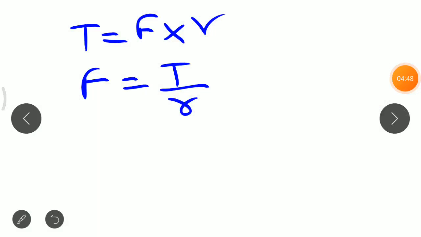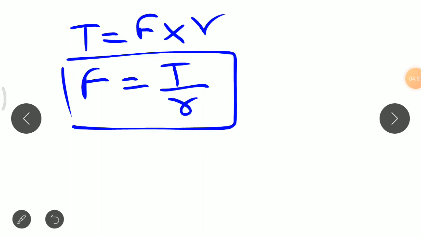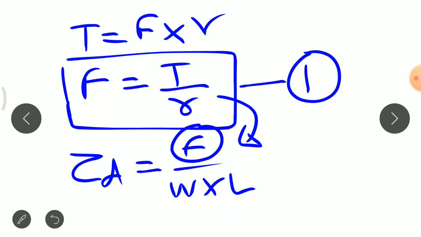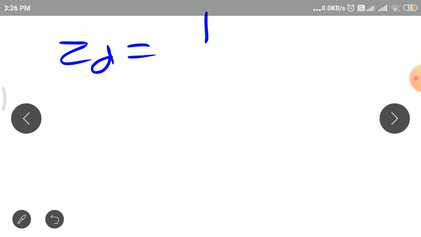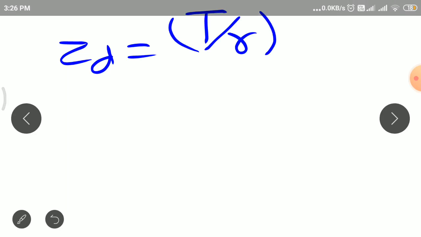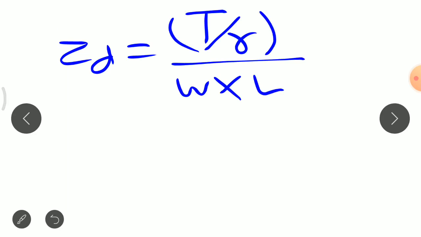Remember this formula for both conditions, and write this formula as equation number 1. Put this equation in our main formula, that is tau D is equal to F divided by W into L. Instead of F we have to put T divided by R, and the equation becomes tau D is equal to torque T divided by R, divided by W into L.